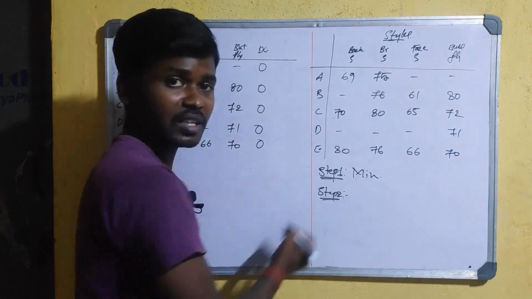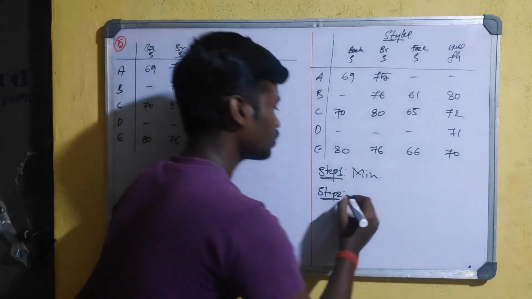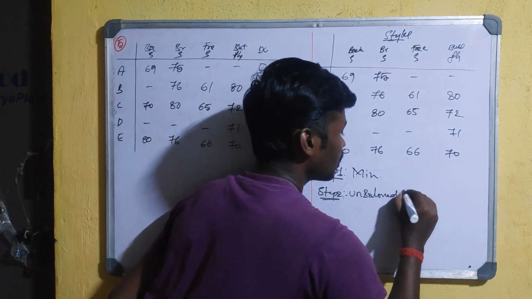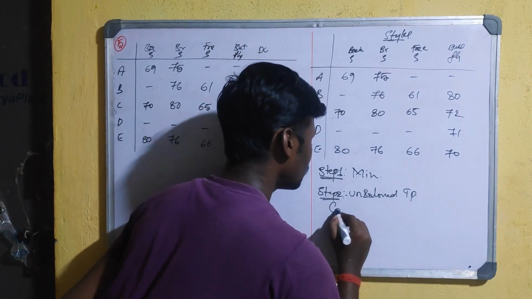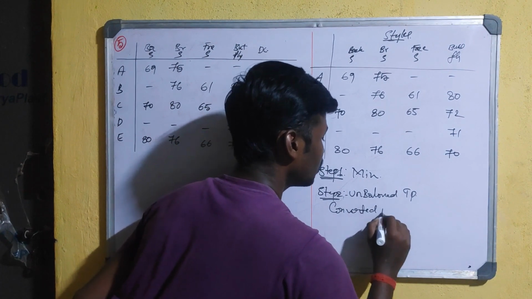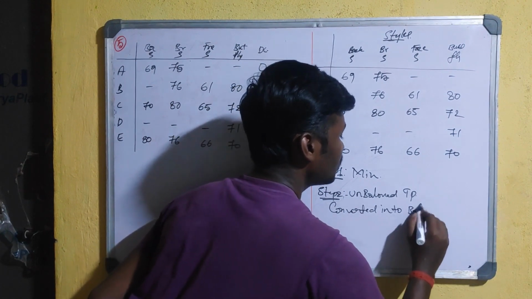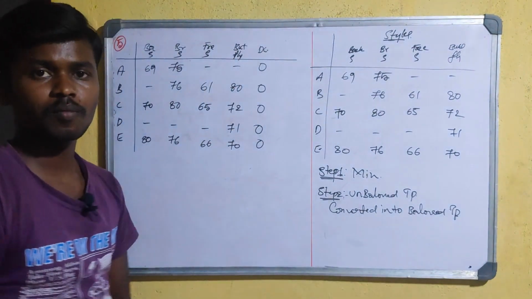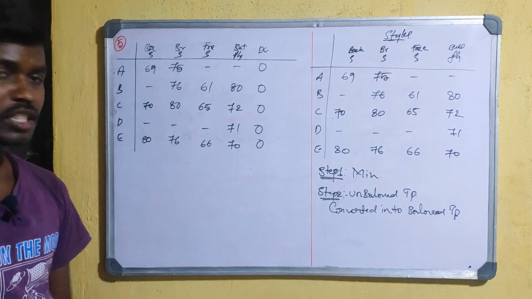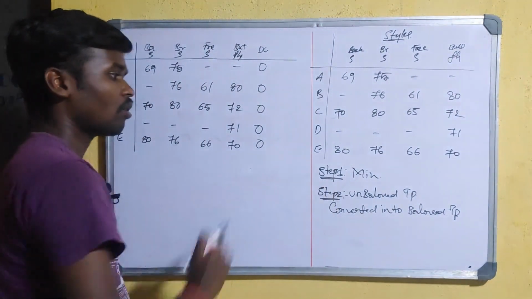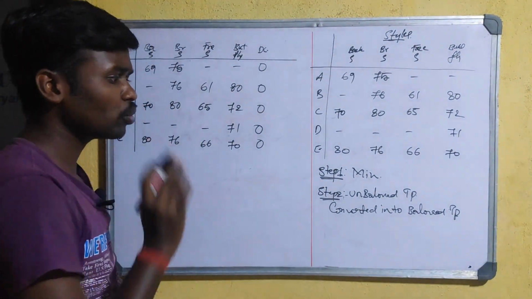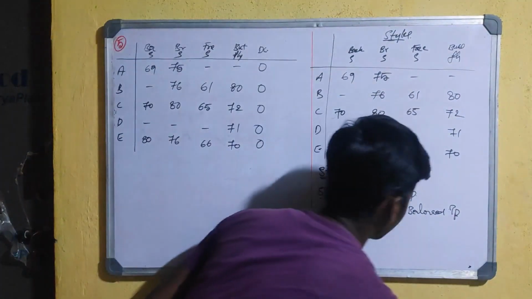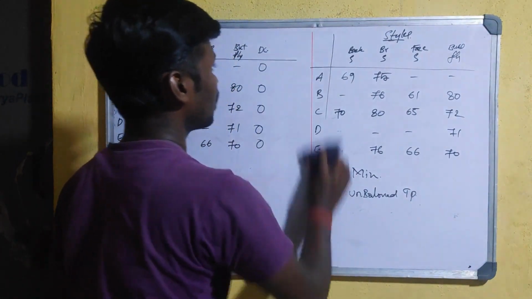Okay, so under the second step, you have to write: unbalanced transportation problem converted into balanced transportation problem. Okay, so balanced transportation problem. So after that, that is the third step, that is row subtraction. See, row subtraction, third step.